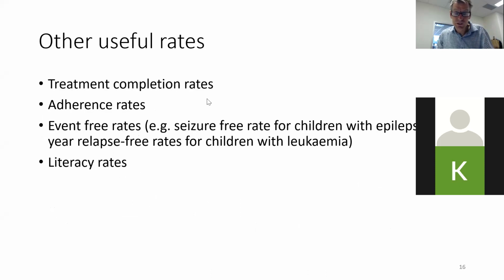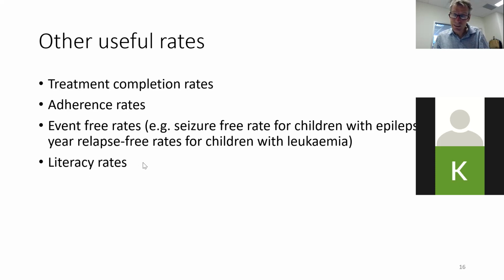There's some other useful rates that we look at, like treatment completion rates or adherence rates. You know, what's the rate of adherence of children who are on TB medications or antiretroviral therapy? We can look at those adherence rates. And sometimes we look at things like event-free rates. So the seizure-free rate in children with epilepsy, or the number of years that a child who has leukemia is free of disease. These are rates that can become quite important.